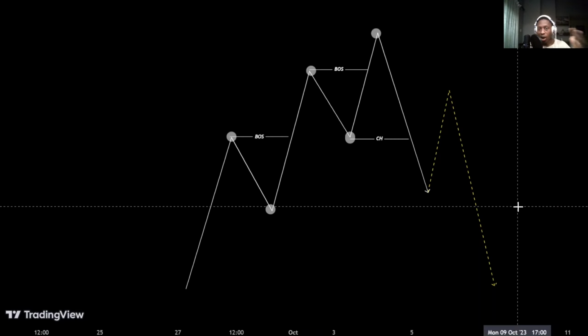Obviously, I'll show you how I mark out my Fibonacci at the end of the video, so stay tuned to the end so you can get the full breakdown and the settings of my Fibonacci, so you can use it as well, right?